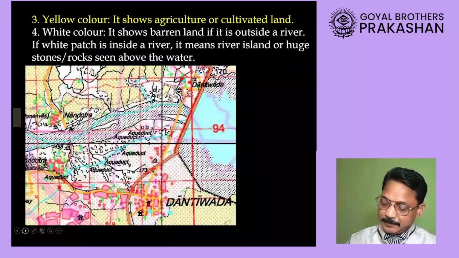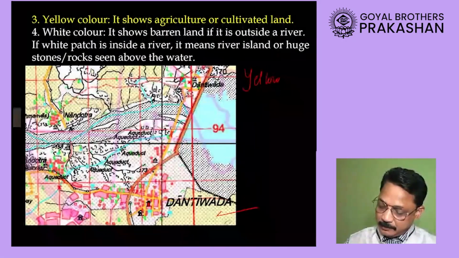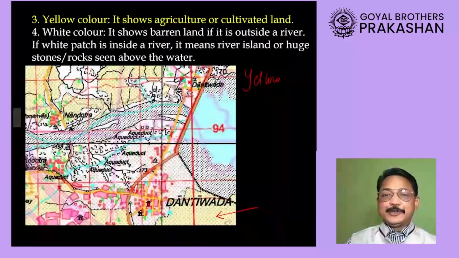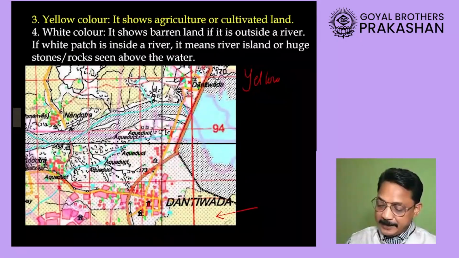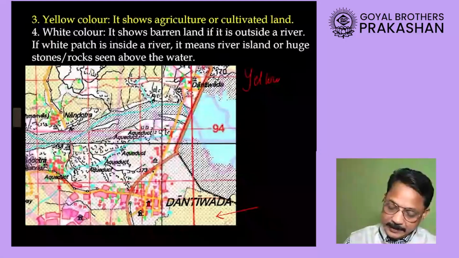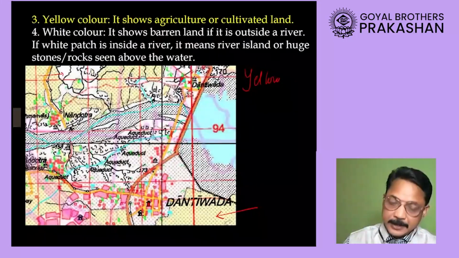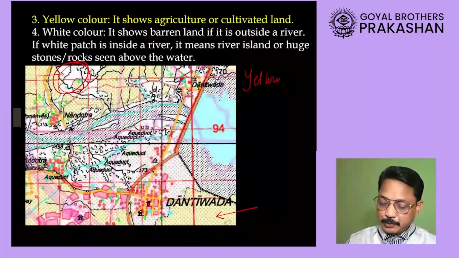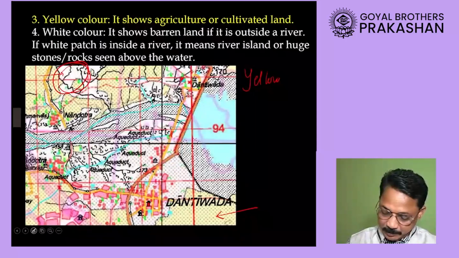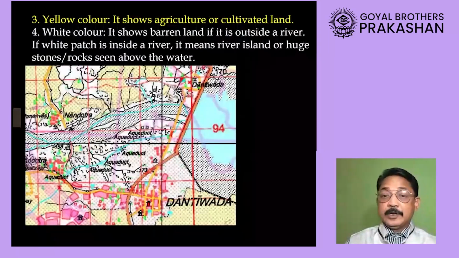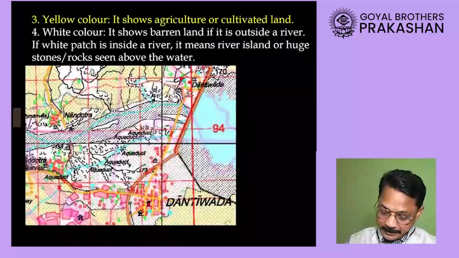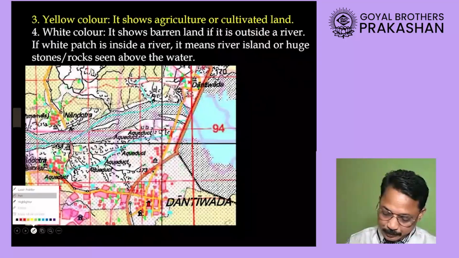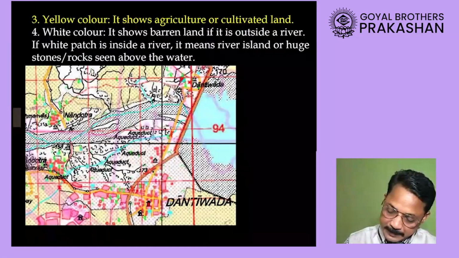Then, dear students, we see yellow color here in the map, and yellow color always stands for agriculture. When you see white color near the yellow color in the northern part of the map, it always stands for barren land, uncultivable land. But if this white color is shown in the form of an oval patch, now you see here an oval patch.